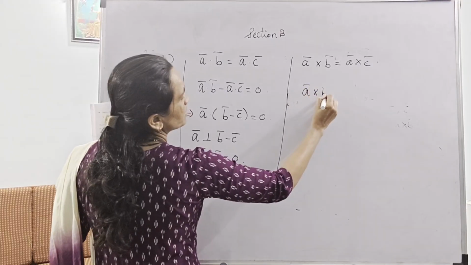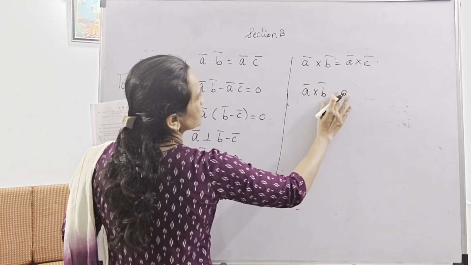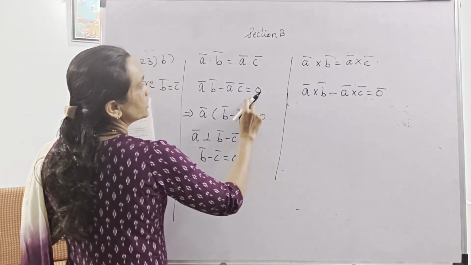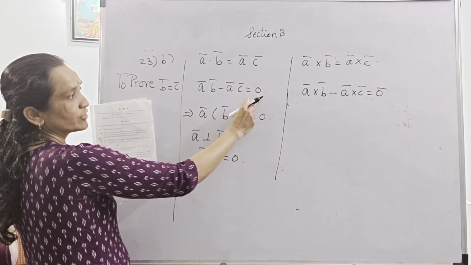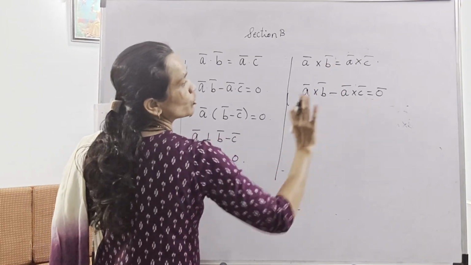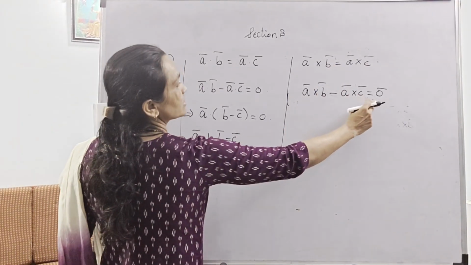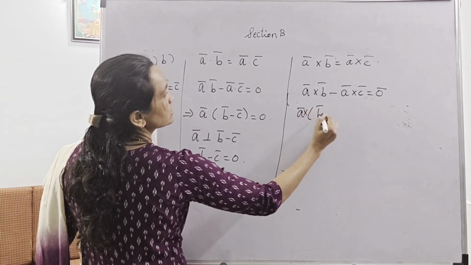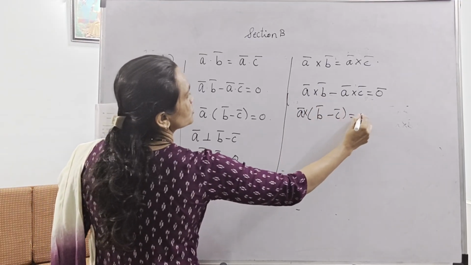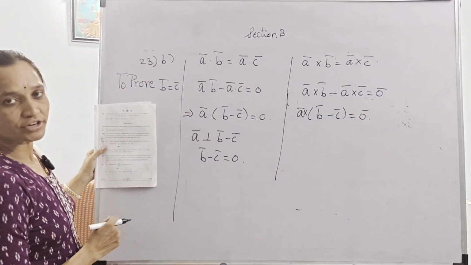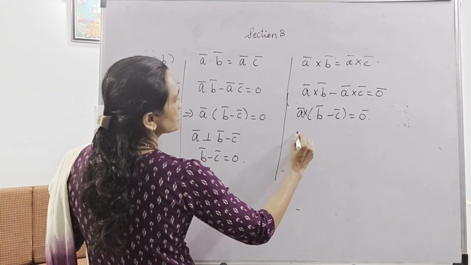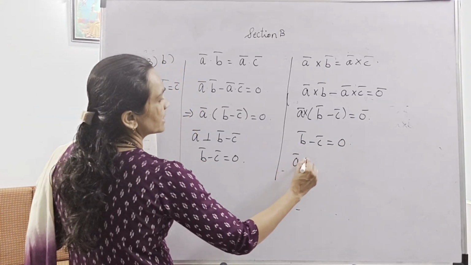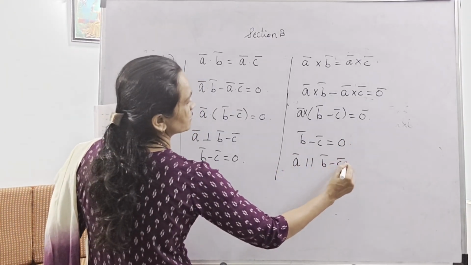So A bar cross B bar minus A bar cross C bar equals 0 bar. Now here it was a dot product, so a scalar was involved; since it is a vector product, the result is 0 bar. So here no silly mistake has to be made. Now A bar is common, so A bar cross (B bar minus C bar) equals 0 bar. So when the cross product of two vectors is 0, one possibility is B bar minus C bar equals 0, and the other is A bar is parallel to B bar minus C bar.